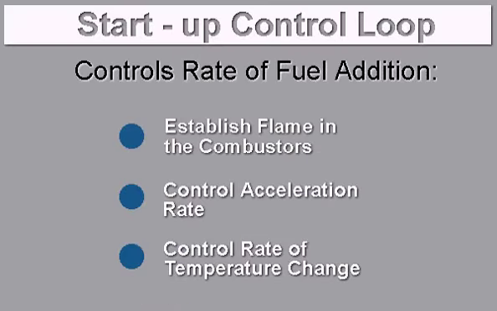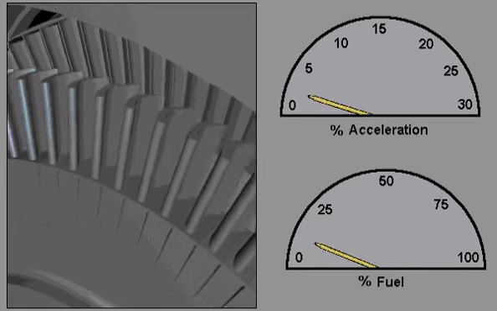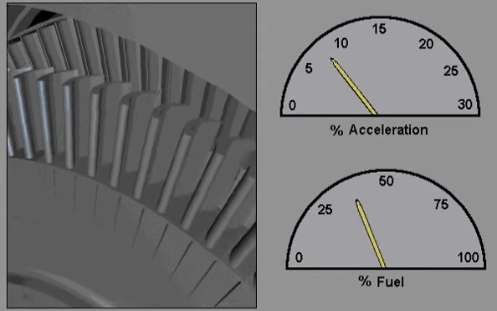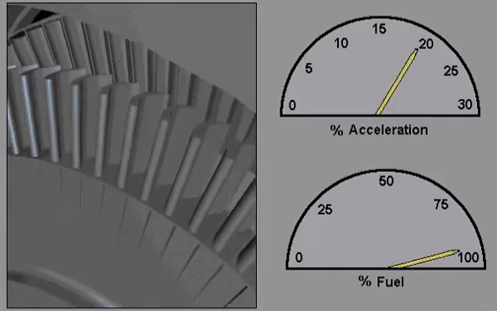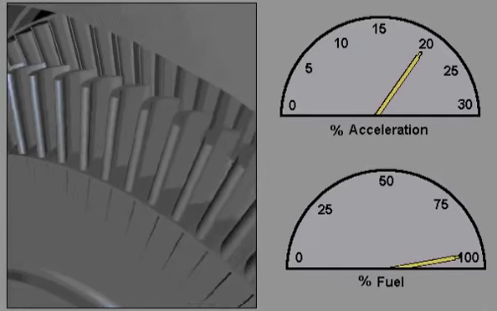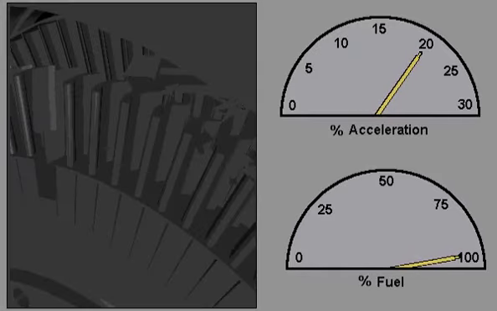The startup control loop controls the rate of fuel addition for several reasons: to establish flame in the combustors, to control the acceleration rate, and to control the rate of temperature change. Acceleration of the turbine rotor must be controlled so as not to exceed the allowable forces on the rotor. Exceeding the limit can cause heavy damage to the rotor.